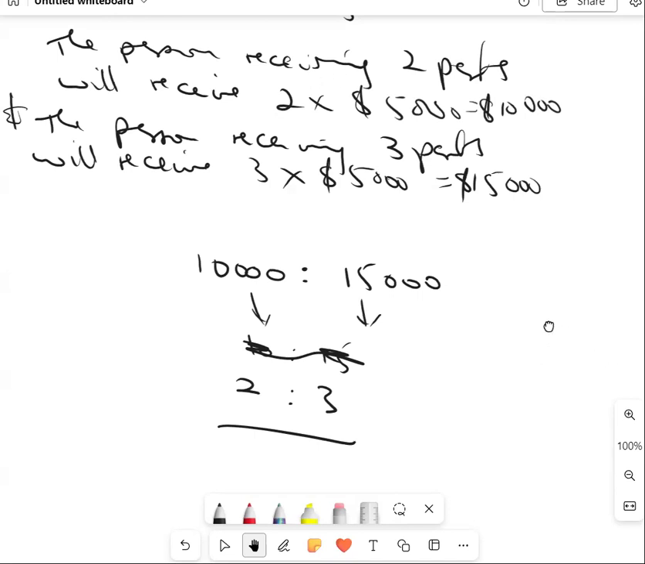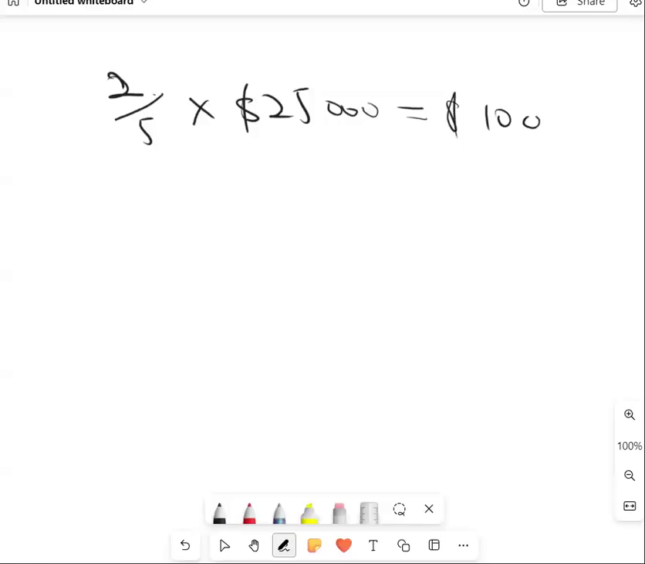So okay, another way. We just said that there are 5 proportional parts. So the first person received 2 out of the 5 proportional parts. How much will he get? 2/5 multiplied by 25,000, and that should give you your 10,000. So one person who is supposed to receive 2 parts out of the 5 parts, you write it as a fraction, will receive 10,000.